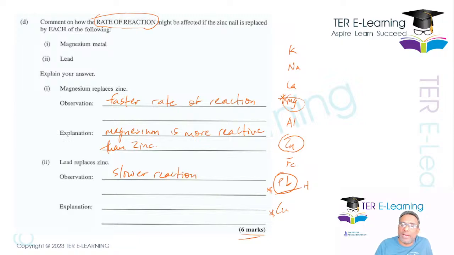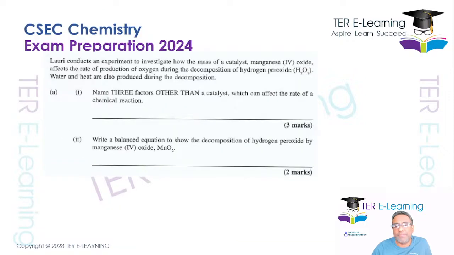and in this case here, the explanation is that lead is less reactive than zinc. So that's all we need to say here, right? So 6 marks for that. There's the next question here.